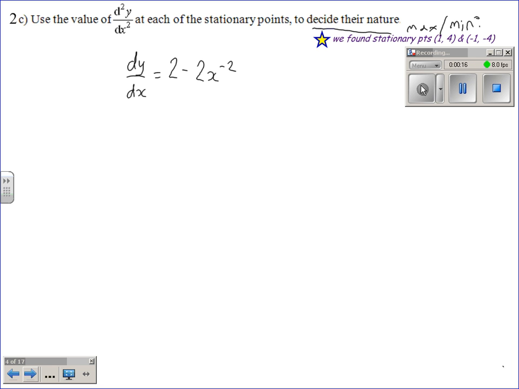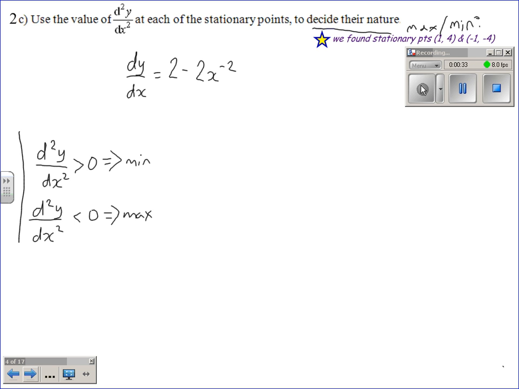Before you start, you need to know that if your second derivative is positive, that implies it's a minimum, and if your second derivative is negative, that's a max. That is your prior knowledge, and if you don't know that, you won't be able to answer the question, so make sure that's something in your mind.